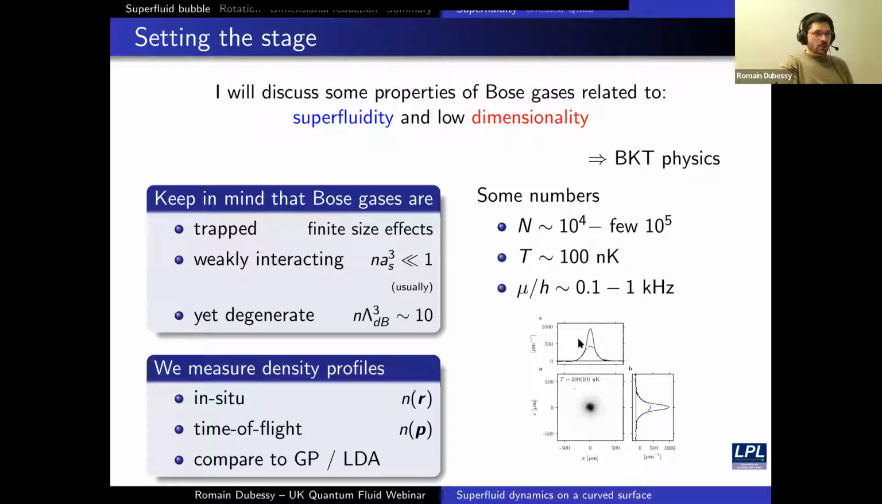About some numbers, we trap quite, it's not very large, atom numbers, and the temperatures are in the nanokelvin range, typically lower than 100 nanokelvin. And the chemical potential, that is the other important energy scale in our system, is in general between 100 Hertz and 1 kilohertz. So these two energy scales are the ones that we consider if we want to discuss how much we are in a low dimensional regime. And we compare these energy scales to the typical energy scale introduced by our trap.